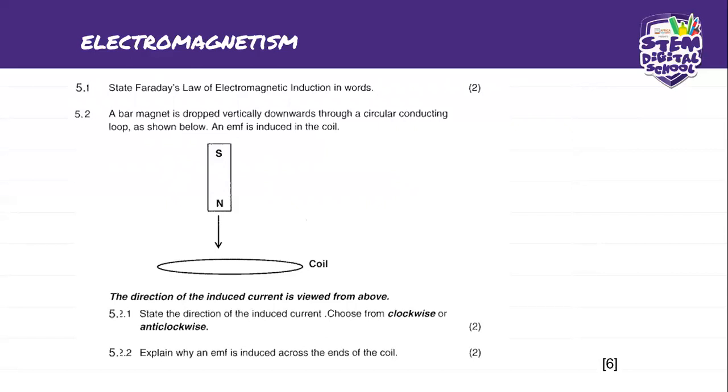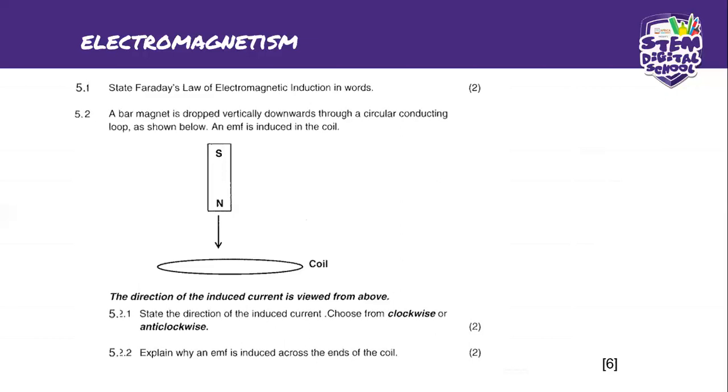Okay, so you can state your laws there in words. And then 5.2 says a magnet is dropped vertically downwards through a circular conducting loop as shown below. And an EMF is induced in the coil. So the direction of the induced current is viewed from above.